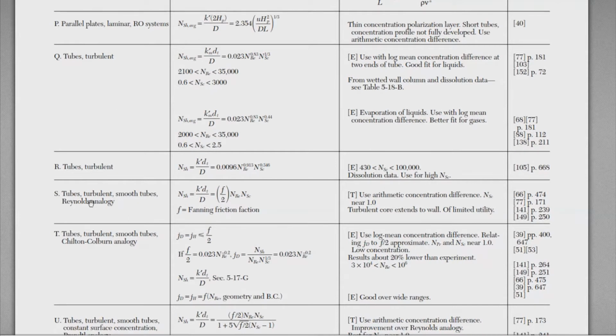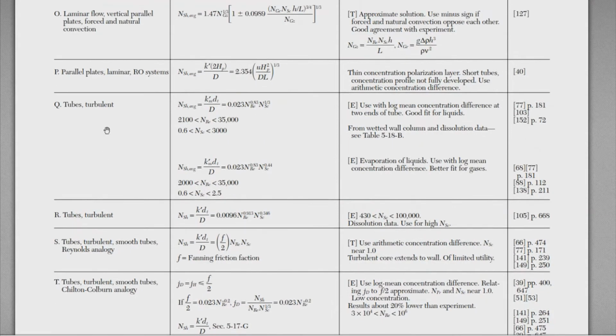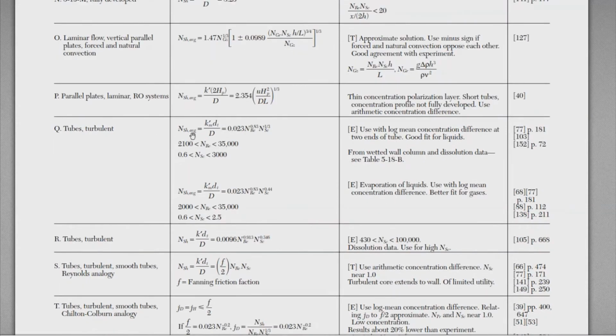Now, what do you think is the best correlation that we have to use here? So usually the best correlation that you can use is the first one that's given in your correlation. So I would still think that this one is the best because this is the first one that it gave us. So basically it says here that if the Reynolds number is in between 2,100 and 35,000, you can actually use this equation. So basically if we have the Schmidt number between 0.6 and 3,000, we can use this as the Sherwood number.